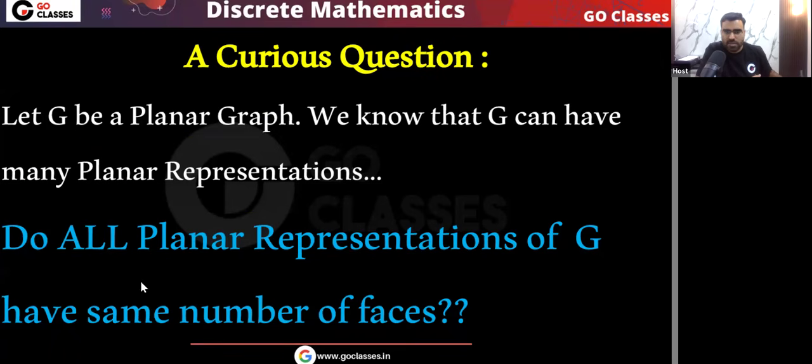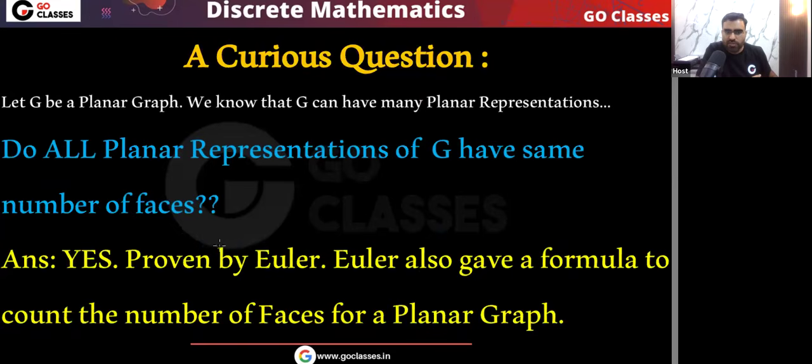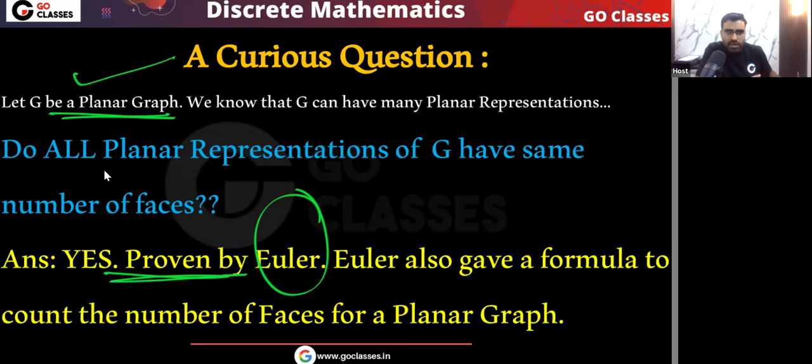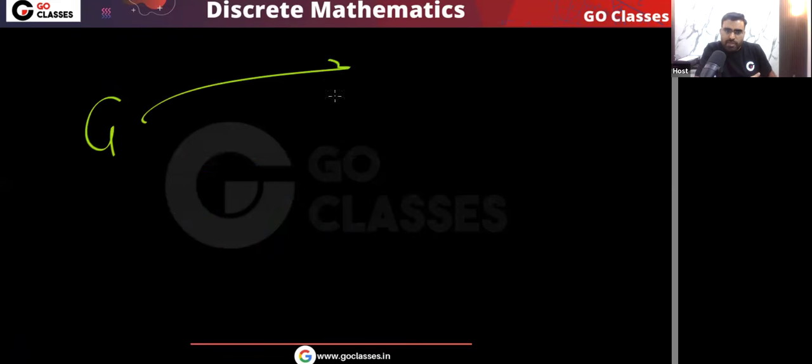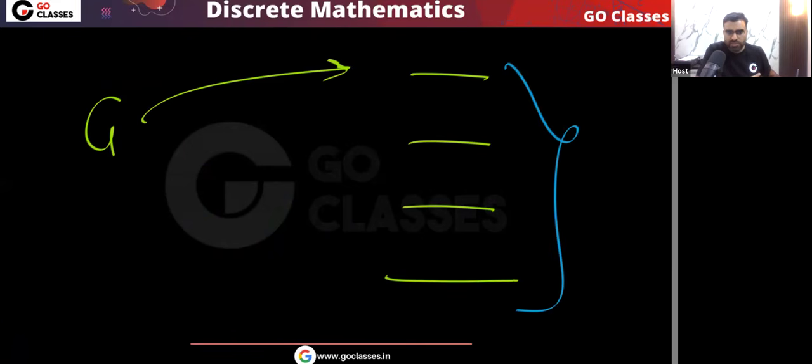Let me tell you the answer, yes. All the planar representations will have the same number of faces, and this was proven by Euler. Euler proved that if you have a planar graph, then all planar representations will have the same number of faces. And Euler also gave a formula to count the number of faces. So this we will see, don't worry. But I am saying that for any graph, you create a planar representation, any planar representation. You can create this or this or this or this, and then you can count the number of faces. The number of faces will always be the same.